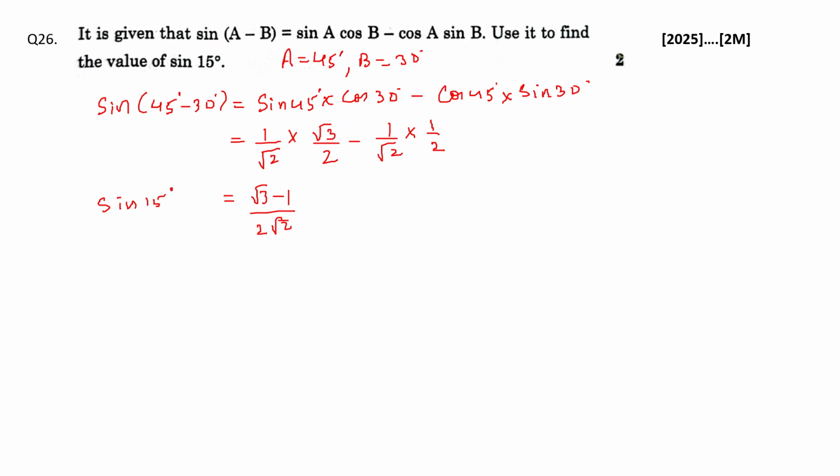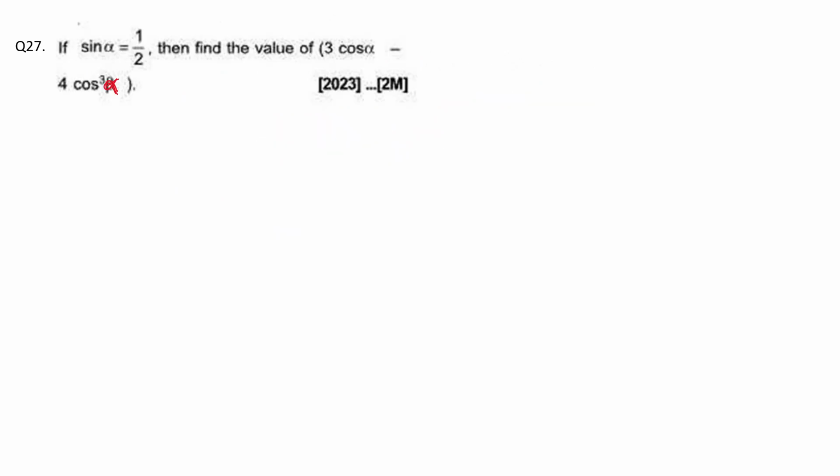Now moving to question number 27. If sin alpha equals 1 by 2, then find the value of 3 cos alpha minus 4 cos cube alpha. So sin alpha is 1 by 2. It means alpha will be 30 degrees because sin 30 is 1 by 2. So alpha is 30 degrees.